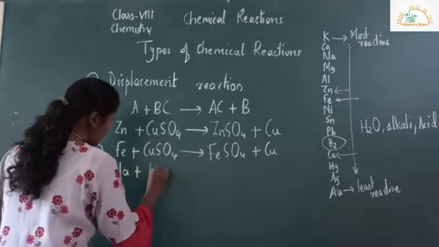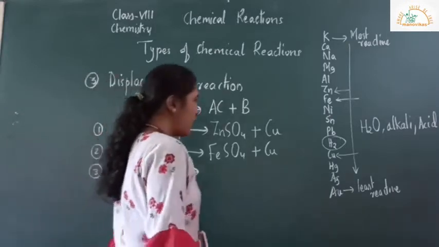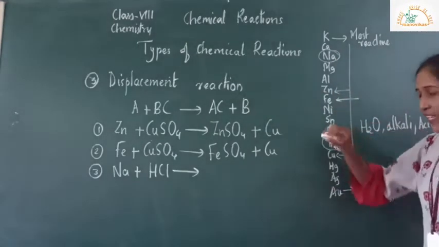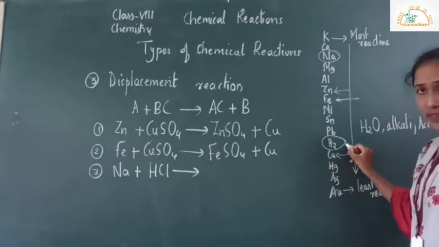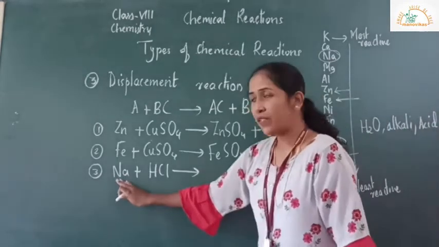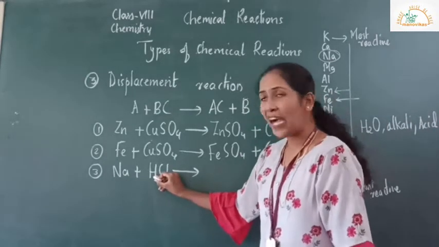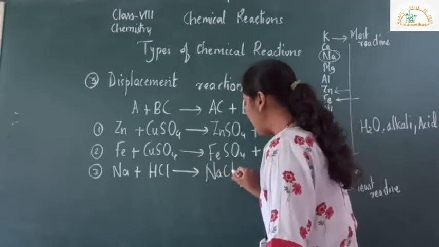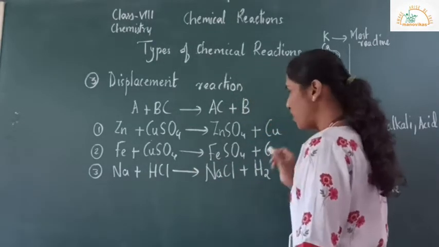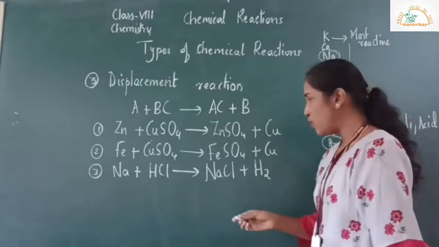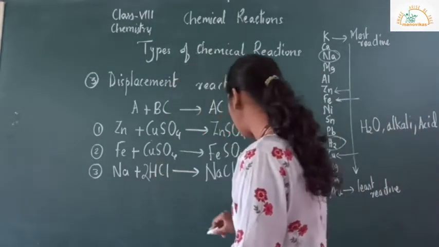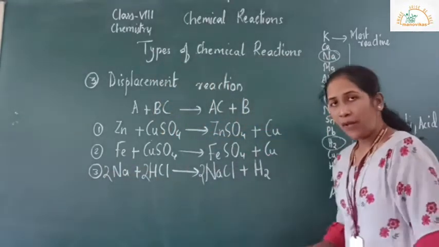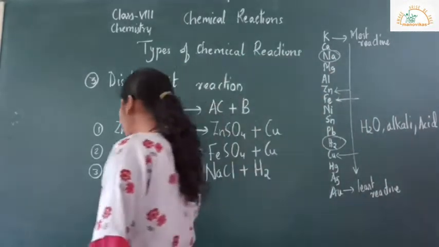sodium plus HCl. Now here you have sodium, which is most reactive, and here you have hydrogen. Okay. So now what will happen? The most reactive metal displaces the hydrogen from the acid, and what we are going to get is NaCl plus H2. Now is the equation balanced? No. So we need to balance this. So now this equation is balanced. Let's take one more example.